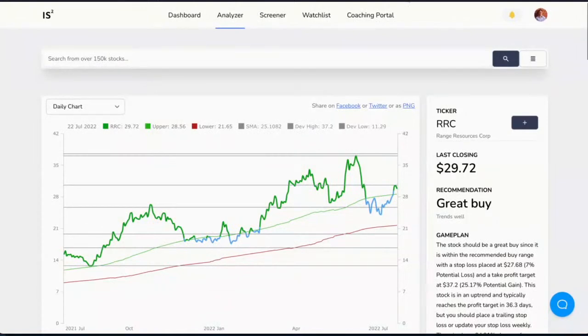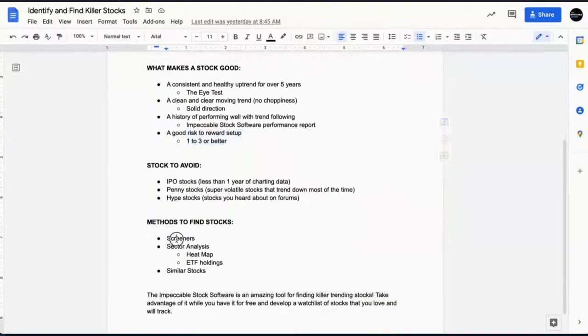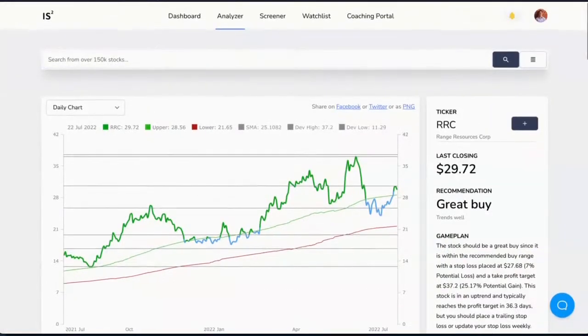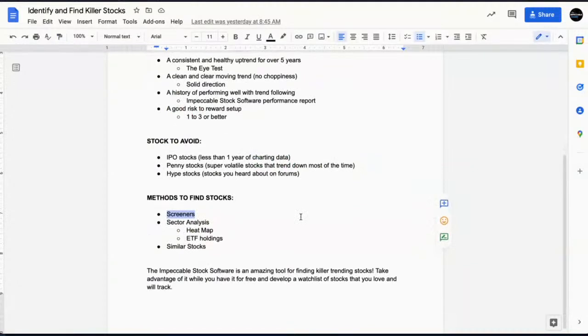Anyways, moving forward, so that is a screener. Again, there are a ton of free screeners as well, but the best one for trend following will be the Impeccable Stock software, because it has things built specifically for trend following, especially this method that I'm teaching.